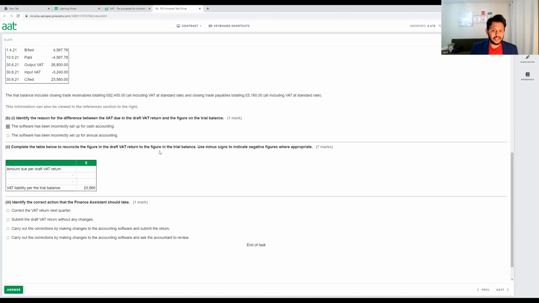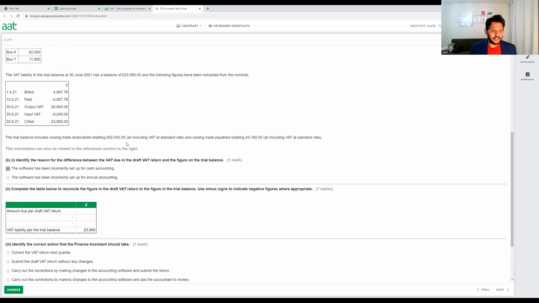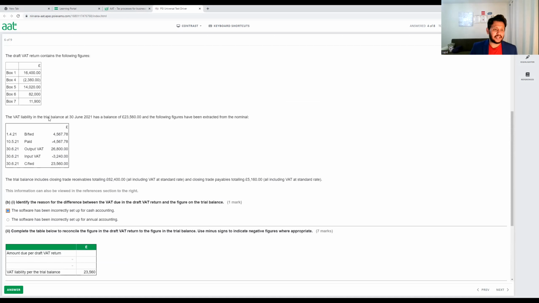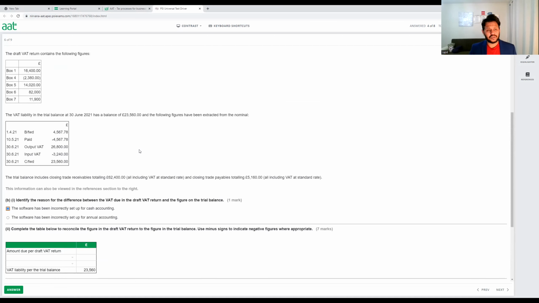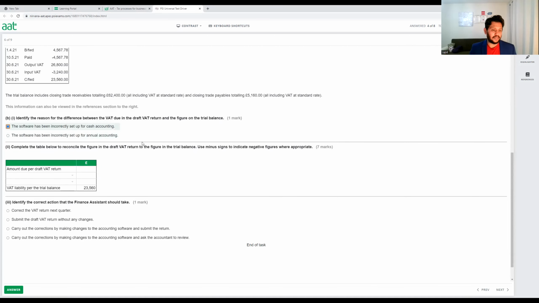So this is the reason there is not a match, because you can have a look here. We have trade receivables of 62,400. If you divide by 6, how much is VAT inside? And 51,060 divided by 6, how much VAT is inside? If you find the difference, it will be exactly the difference shown here. So the annual accounting scheme is not it, and that would be the right one.